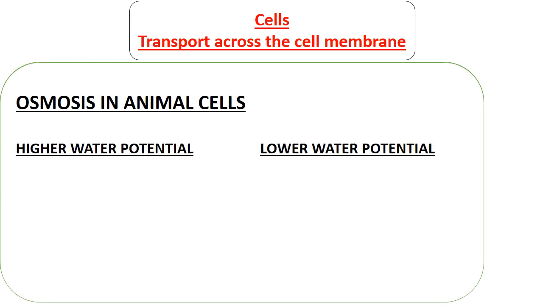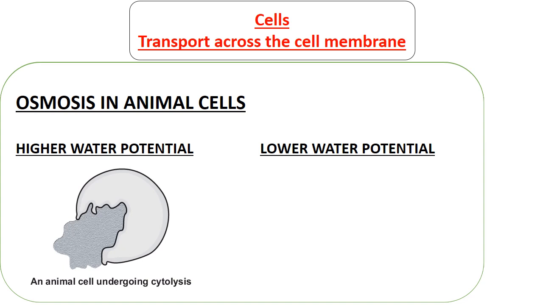What about animal cells? What happens to animal cells when we put them in a solution of high water potential and in a solution with lower water potential? So in a solution with high water potential, as usual, water is going to move inside the cell. Once that happens, the cell will swell. As the water keeps on moving, the cell keeps on swelling till it will burst, like this. When this happens, the cell is said to have undergone cytolysis.